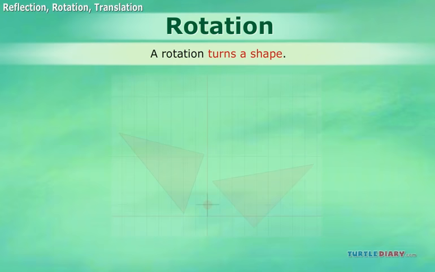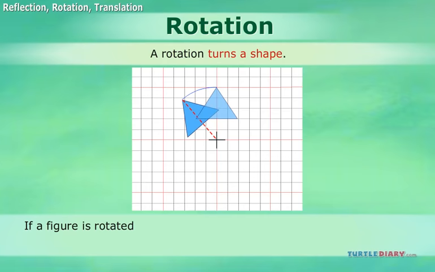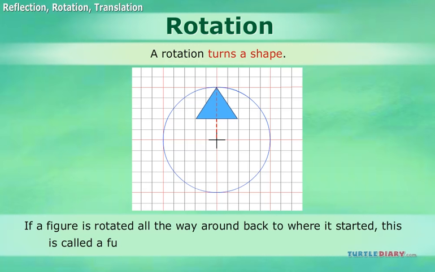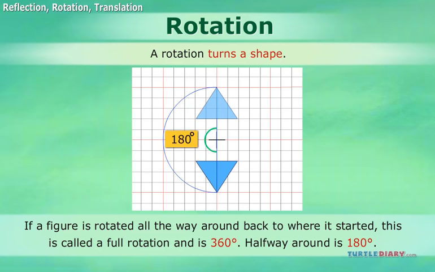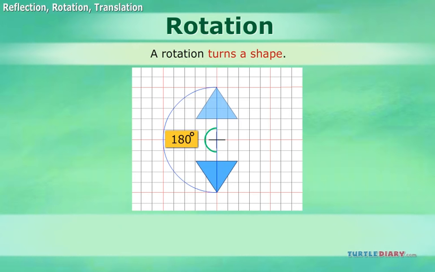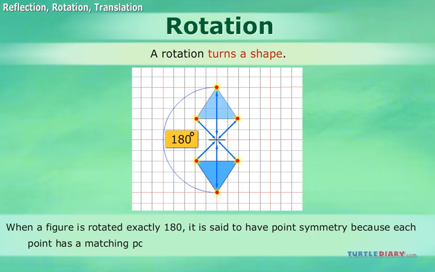If a figure is rotated all the way around, back to where it started, this is called a full rotation and is 360 degrees. Halfway around is 180 degrees. When a figure is rotated exactly 180, it is said to have point symmetry because each point has a matching point that is the same distance but in the opposite direction.